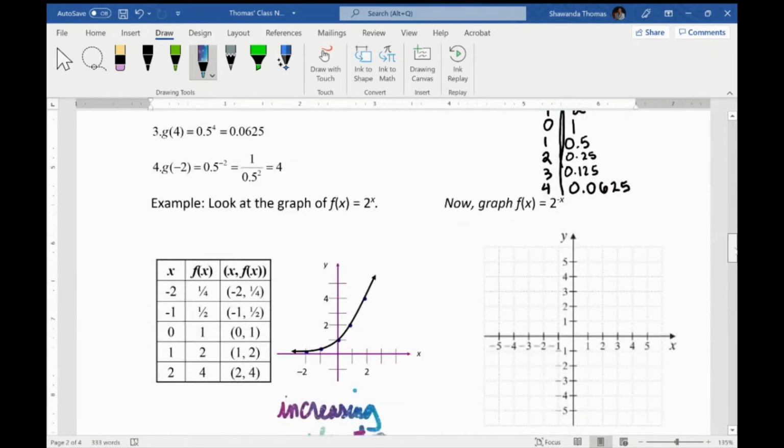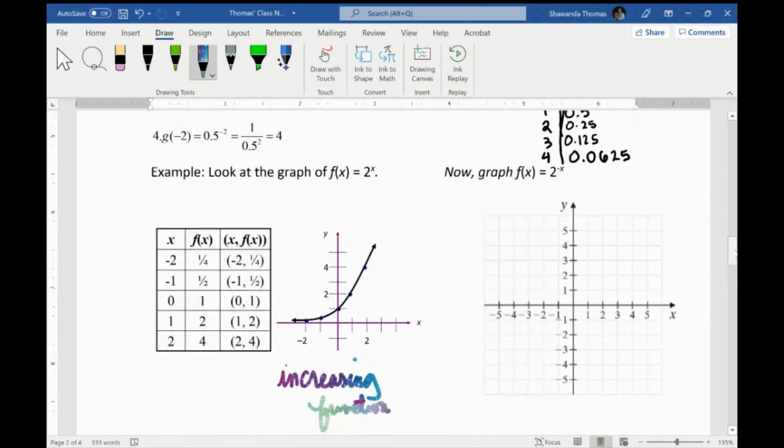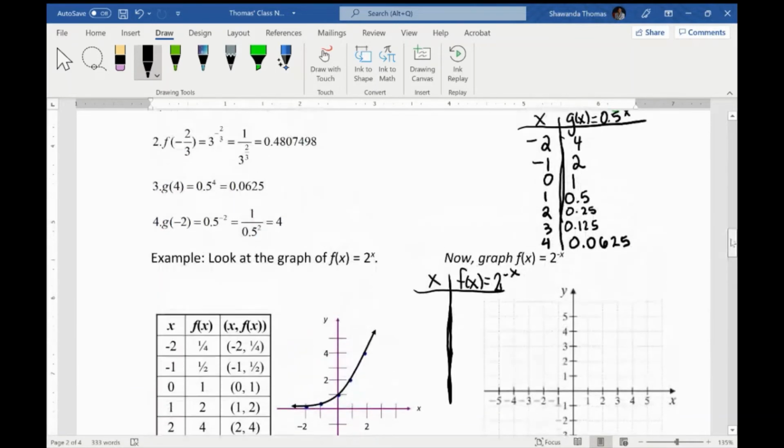All right. What if we made the exponent negative? So let's work on that. Let's do a t-table. x, f of x equals 2 to the negative x. What numbers do you want to plug in for x? Doesn't matter. Where should we begin? -1. All right. 0, 1, maybe another one, 2.